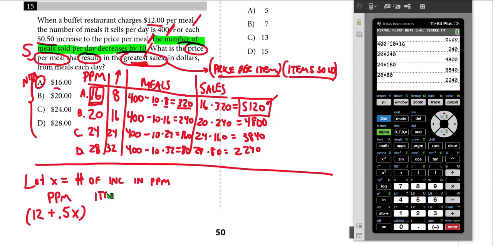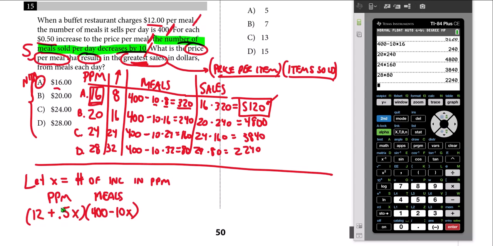In terms of items sold, in this case meals sold, I'll just write meals. The expression for the number of meals can also be expressed in terms of X as 400 minus 10 times X, right? If we increase the price of the meal by 50 cents, we make one 50-cent increase. In other words, X is 1. That would be 400 minus 10 times 1, which is 390. When X was 8, remember that our number of meals sold was 320, and that fits in this expression. When 8 goes in for X, we get 10 times 8 is 80. 400 minus 80 is 320.